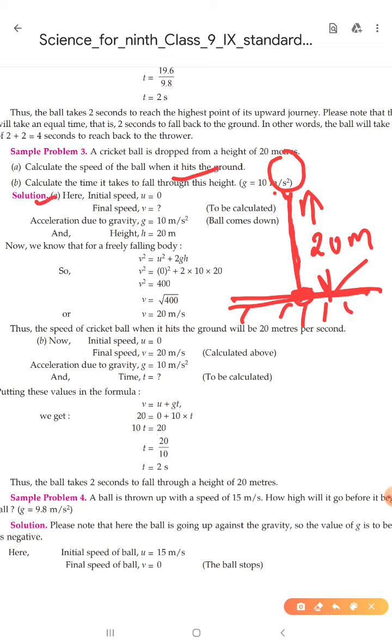And second, calculate the time it takes to fall through the height. We have to find out the time also, that this ball takes to cover 20 meter. The ball covers 20 meter distance, or you can say 20 meter height. Then what is the time it takes to travel this height? So how to solve this one? This is very important. Got it?